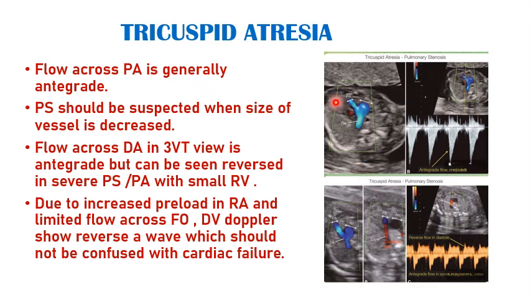Flow across the pulmonary artery is generally antegrade. Pulmonary stenosis should be suspected when size of vessel is decreased. Flow across ductus arteriosus in three-vessel trachea view is antegrade, but can be seen reversed in severe pulmonary stenosis or atresia with small right ventricle. Due to increased preload in right atrium and limited flow across foramen ovale, DV Doppler shows a reverse A wave, which should not be confused with cardiac failure.